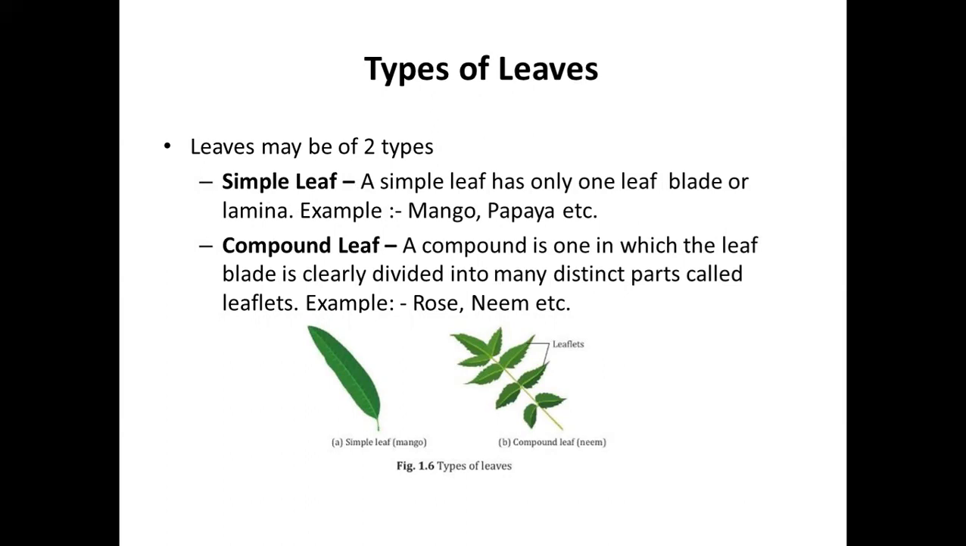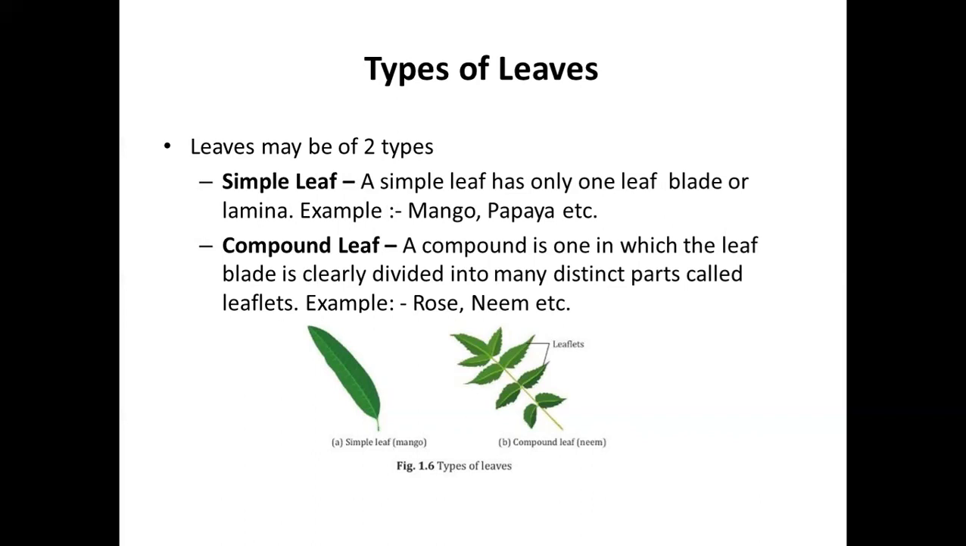Then next is the compound leaf. A compound leaf is one in which the leaf blade is clearly divided into many distinct parts, and these distinct parts are called leaflets. An example is neem. The neem leaf is an example of a compound leaf. Look at the diagram that is showing the leaflets.